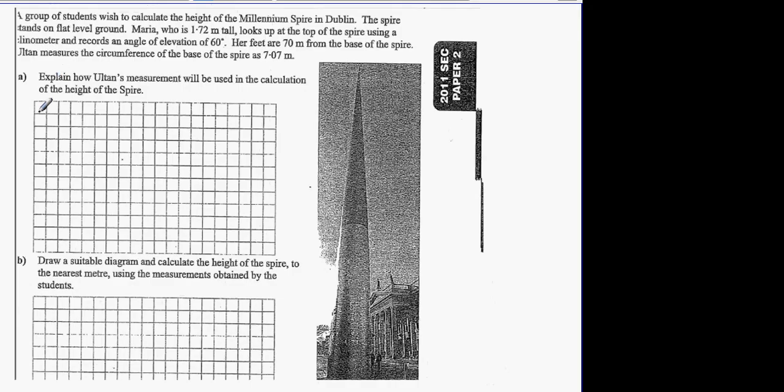Ulton's measurement is used to find the radius of this, it's used to find the radius of the base of the spire, as this is the point, as the center of the spire is directly below the top. Is directly below the top of the spire.